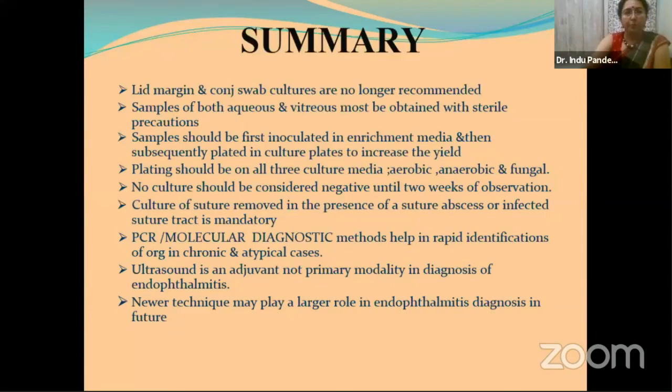PCR and molecular diagnostic methods help in the rapid identification of the organism in chronic and atypical cases. Ultrasound is an adjuvant, but not a primary modality in the diagnosis of endophthalmitis, and newer techniques may play a larger role in the diagnosis of endophthalmitis in future.